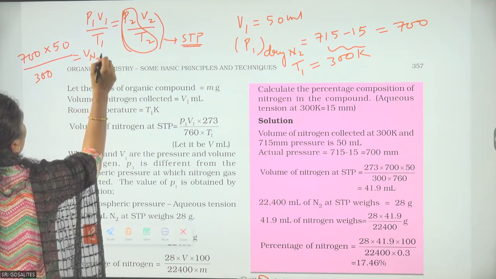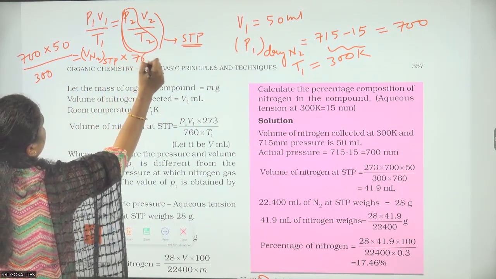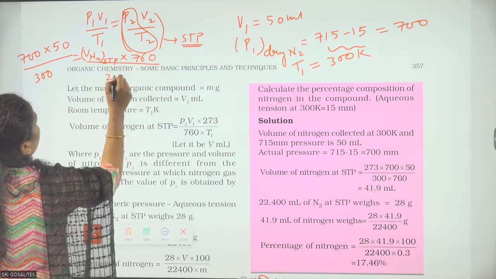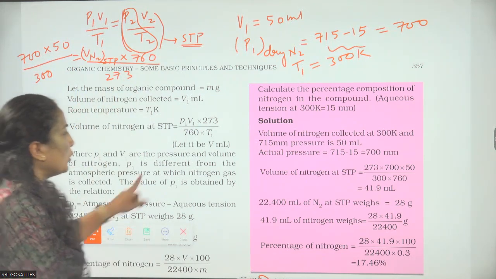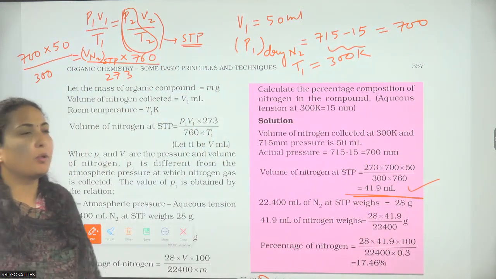You want to find out the volume of nitrogen at STP. Pressure will be 1 atmosphere, which means 760 mm of Hg. Temperature is 0 degrees Celsius, 273 K. So you will end up with the volume of nitrogen which they have collected here. Let us say it is 41.9 ml.